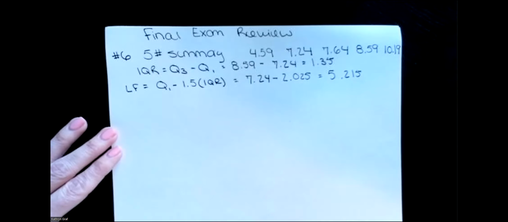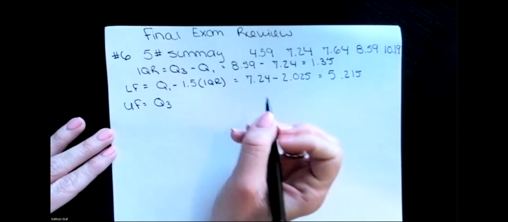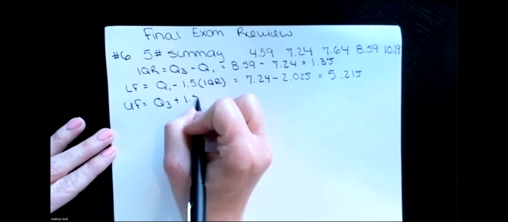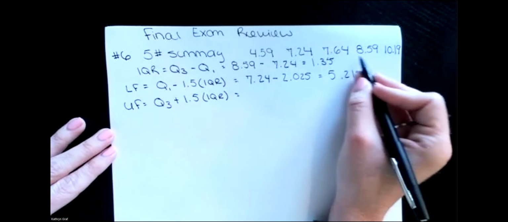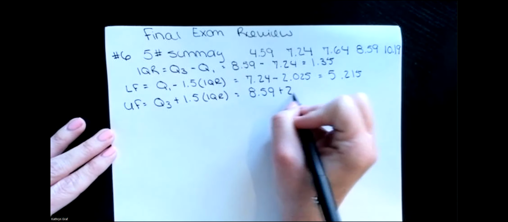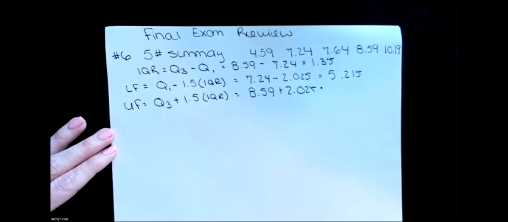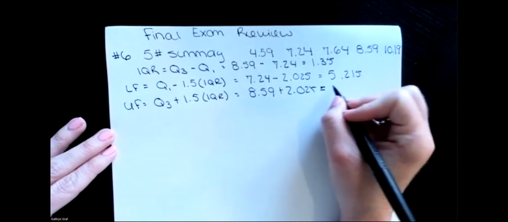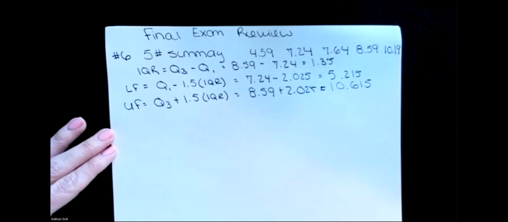Okay. Then I have my upper fence, which is quartile 3 plus 1.5 times IQR. So quartile 3 is 8.59 plus that 2.025. Okay, so I'm going to take 8.59, add 2.025 to it, and I'm going to find, oops, that's an equals, 10.615. All right, so those are my cutoff values.